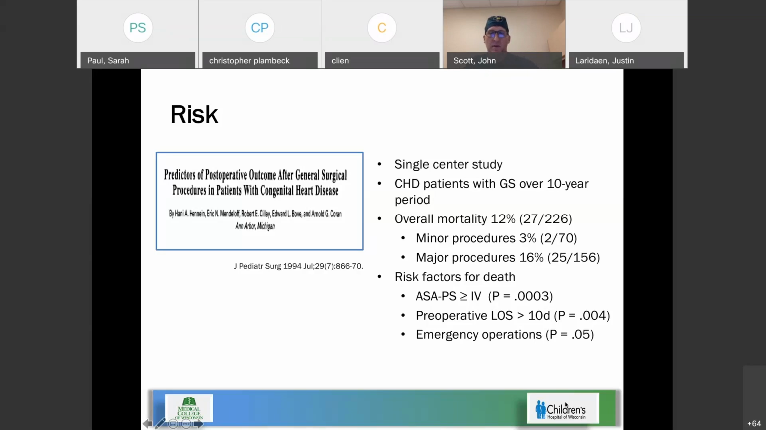ASA physical status greater than or equal to 4 was highly significant. If you were in the hospital for more than 10 days prior to a procedure, which would suggest a severity of illness preceding the procedure, that was also significant. And finally, emergency operations were noted to be a risk factor.